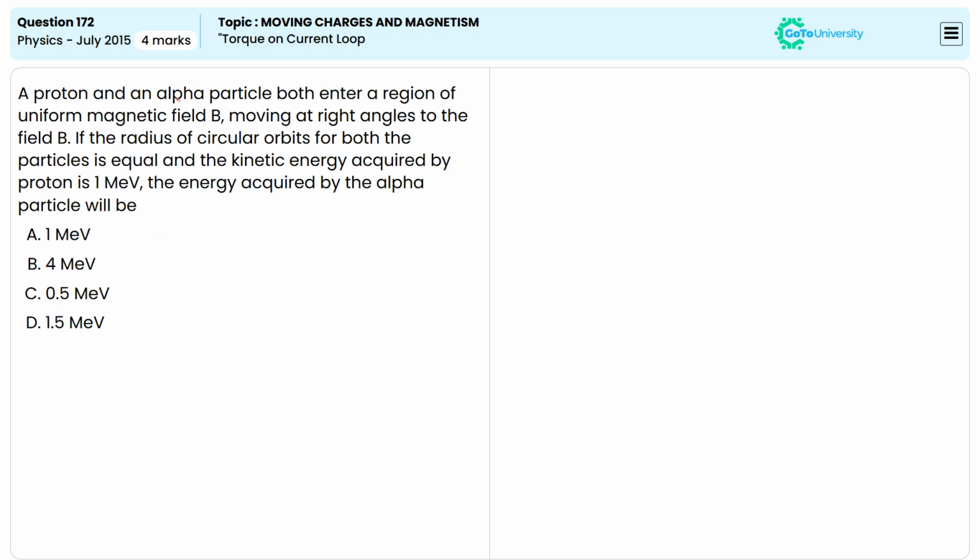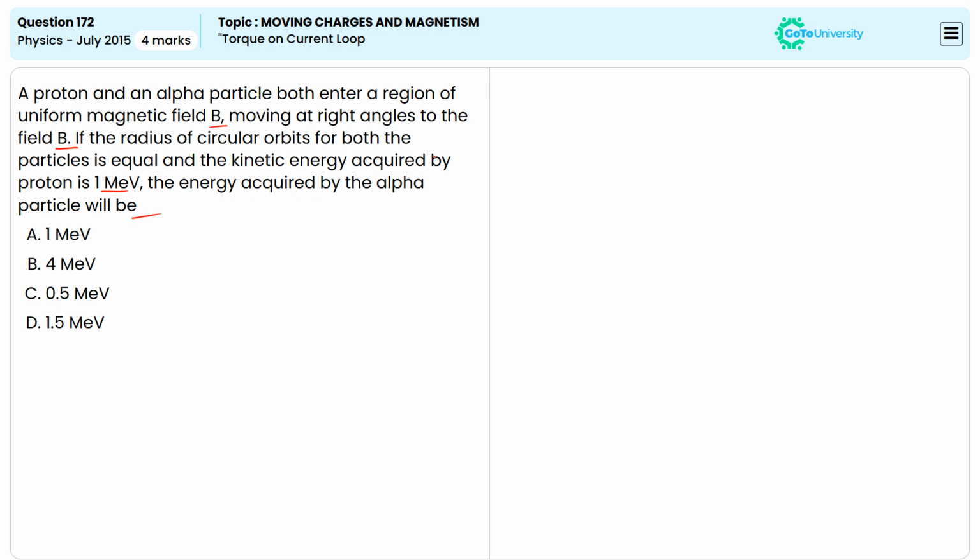A proton and an alpha particle both enter a region of uniform magnetic field B, moving at right angles to the field B. If the radius of circular orbits for both the particles is equal and the kinetic energy acquired by the proton is 1 mega electron volt, the energy acquired by the alpha particle will be what we need to find here.